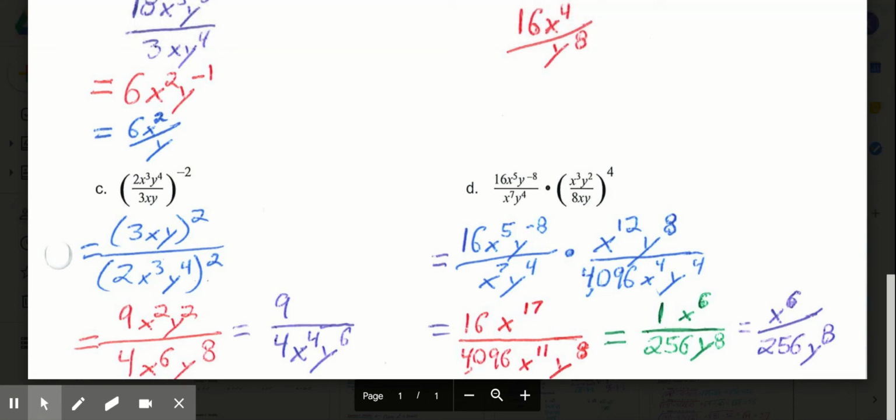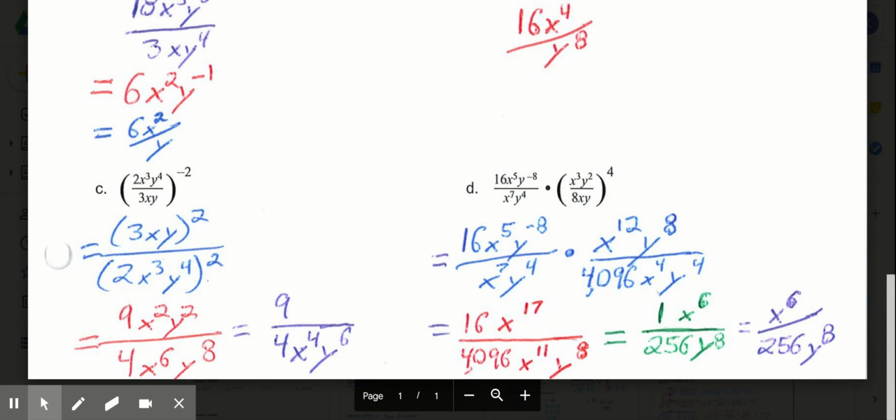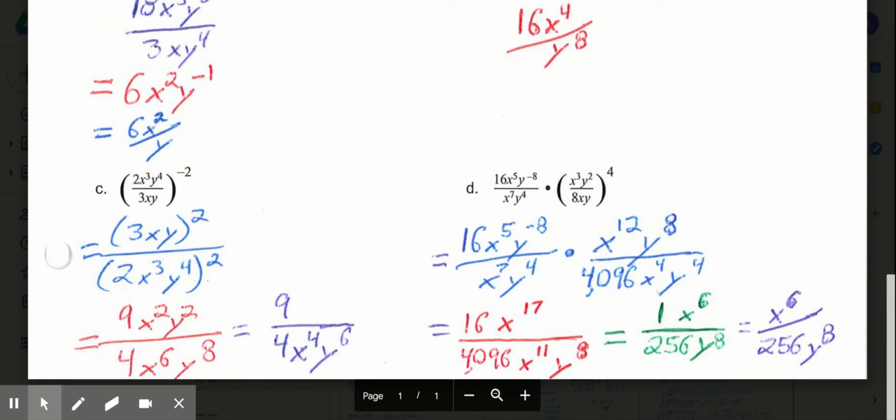Can't do anything with 9 and 4, so that's still 9 over 4. X squared over x to the 6th would give me x to the negative 4, or x to the 4th on bottom. And then y squared over y to the 8th is y to the negative 6, so I leave that as y to the 6th on bottom. So our final answer: 9 over 4x to the 4th, y to the 6th.